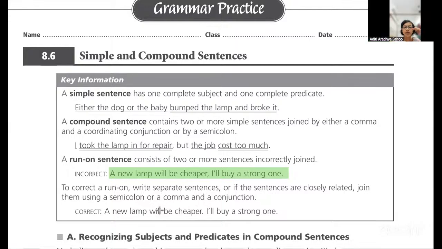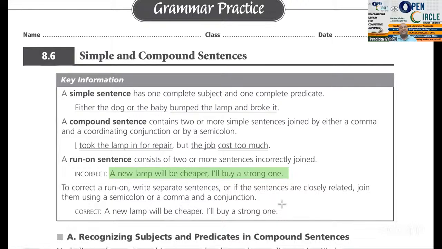Sir, we will just put a dot instead of comma. And if the sentences are closely related, then join them by semicolon, comma or conjunction. So what is closely related? Look, a new lamp will be cheaper is one sentence. I will buy a strong one is another sentence. ये दोनों एक क्लोज नहीं लग रहा है. A new lamp will be cheaper; semicolon. Think of another sentence which will be closely connected.